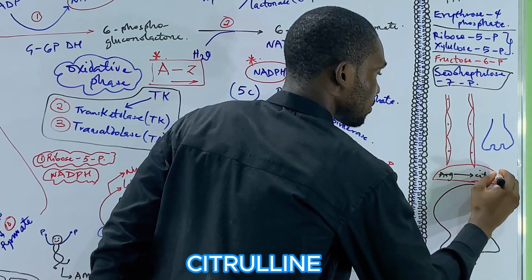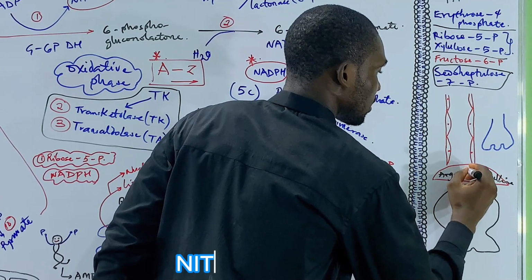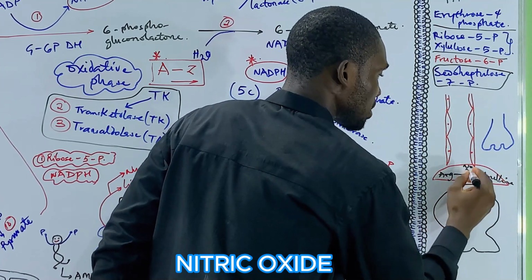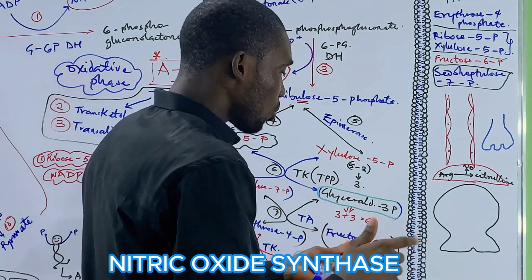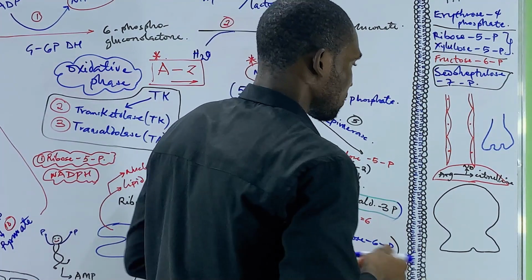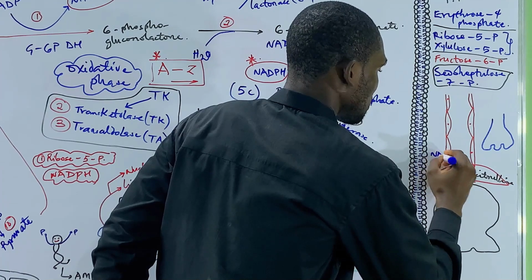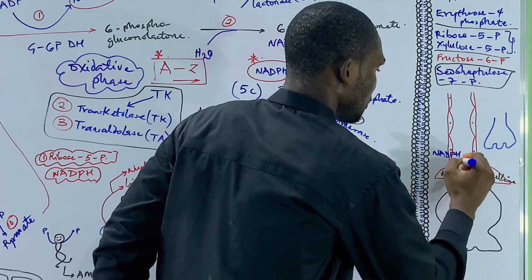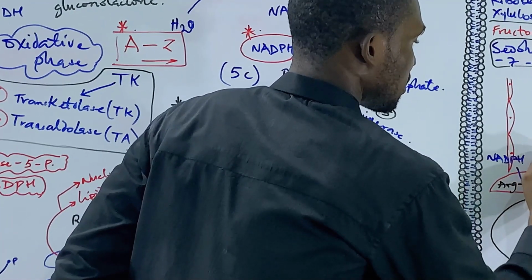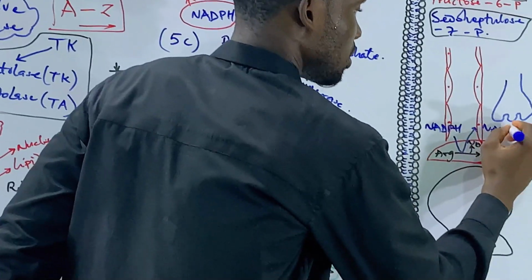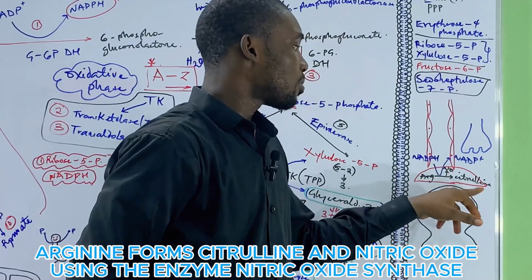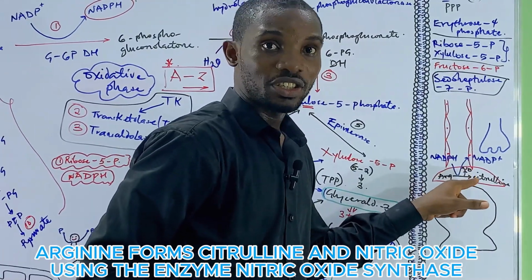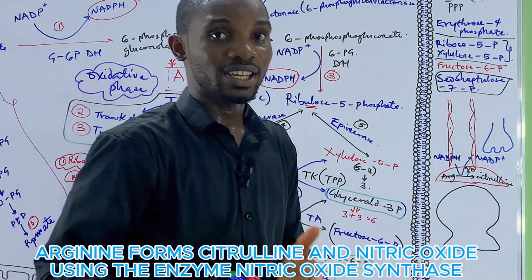Citrulline and nitric oxide in the presence of an enzyme known as nitric oxide synthase. And this requires NADPH. So NADPH is used to give off NADP, rather. So in the presence of NADPH, arginine forms citrulline and nitric oxide using the enzyme nitric oxide synthase.